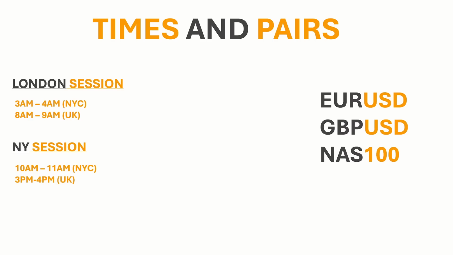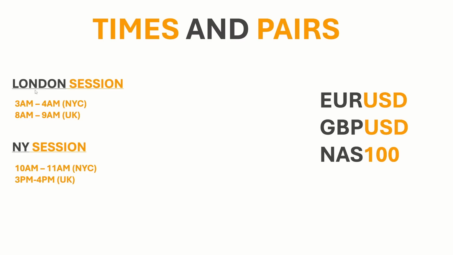So times and pairs. Firstly, what times and pairs should you trade the silver bullet on? So there is London session, NY session, and there's a PM session. However, I do not trade the PM session. From my back testing, I've realized that the PM session is not as consistent as the London and NY session. So I recommend you guys stick to these 2 sessions.